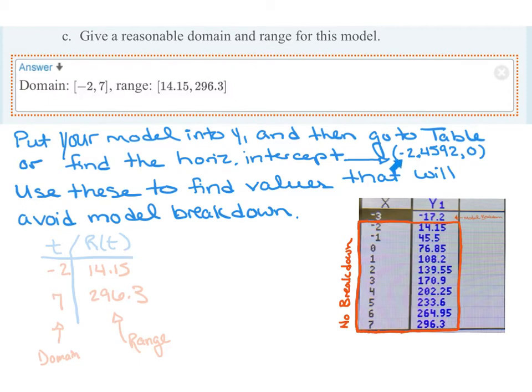You could have also found where the horizontal intercept is by finding when your function equals 0, and you could use that as a baseline. So I said starting at -2, and the output at -2 is 14.15, and I jotted that down over here. So then you can continue.